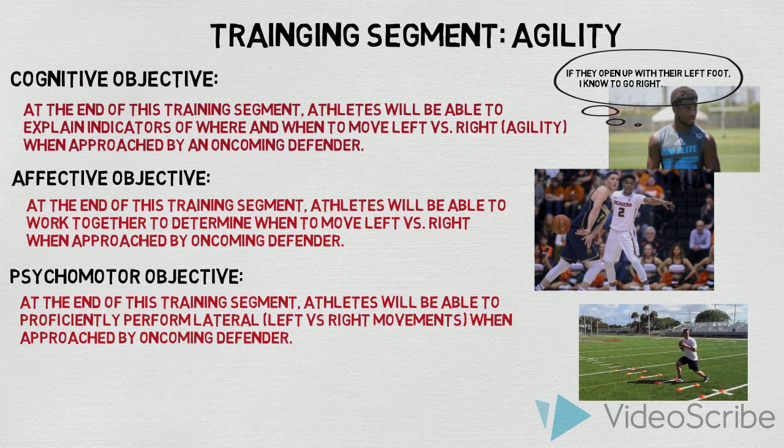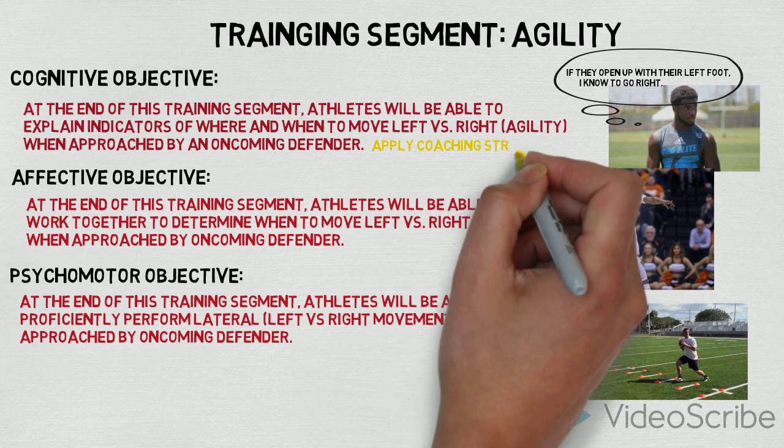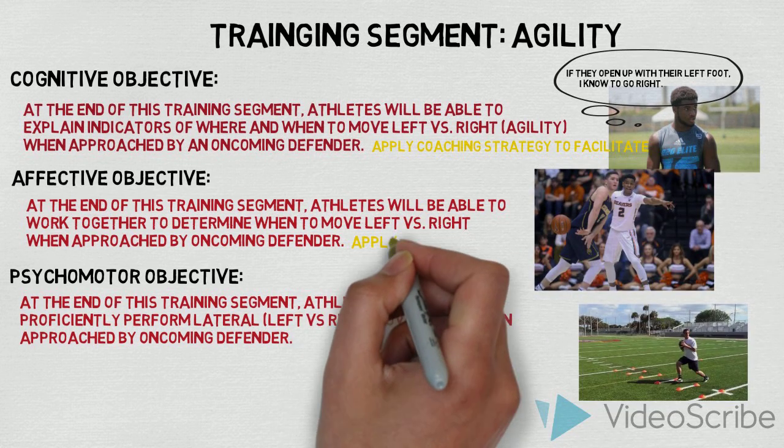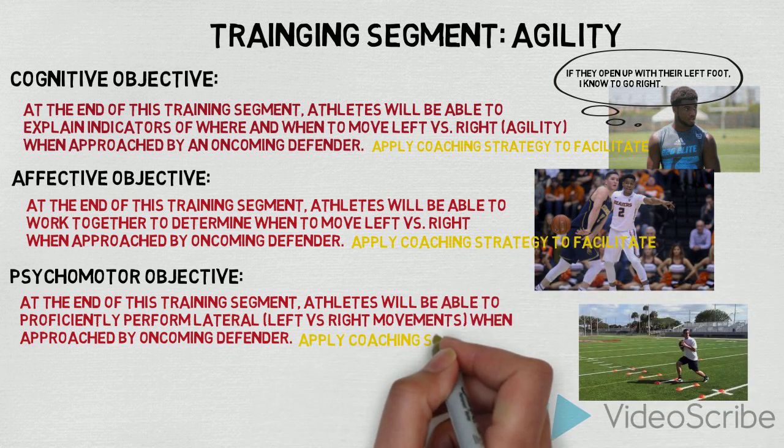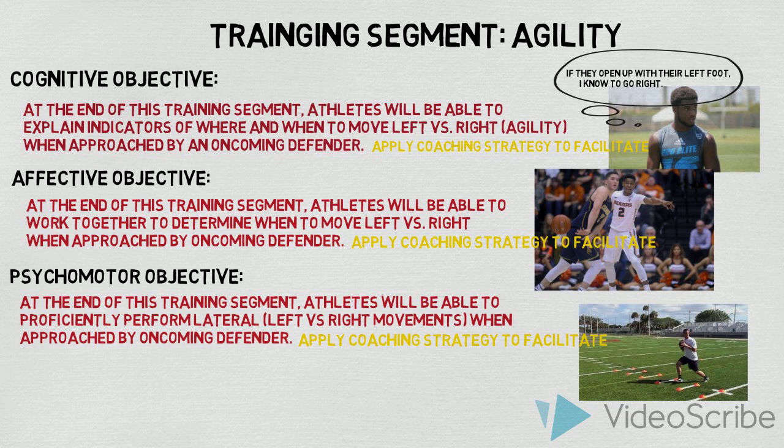In the next video, I will show and provide examples of how we can then use the instructional strategies to facilitate the learning objectives of a training session or drill or activity. Remember that for quality instruction, cognitive, affective, and psychomotor objectives should be a target for each training session or practice, drill, or activity.